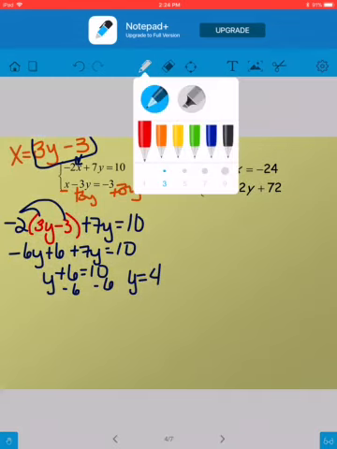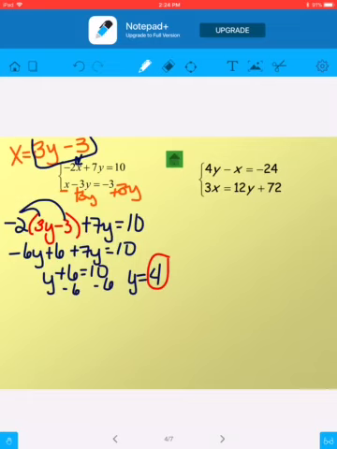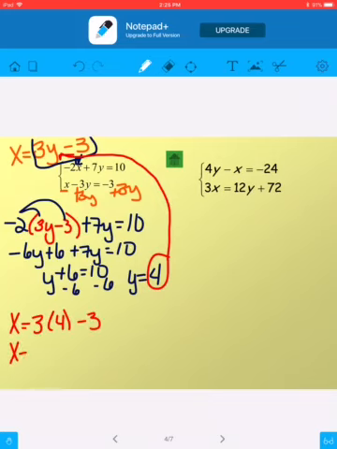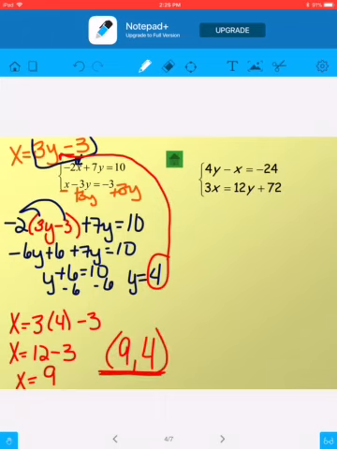Now that I have what y equals, I can take that 4 and plug it in for y and solve for x now. So x equals 3 times 4 minus 3. So x equals 12 minus 3. So I get that x equals 9. So my solution is 9, 4. X always comes first.